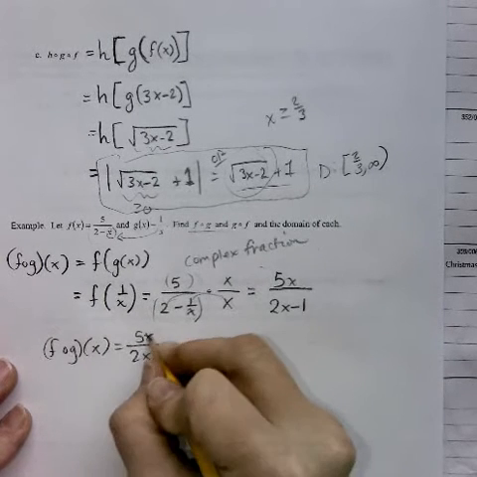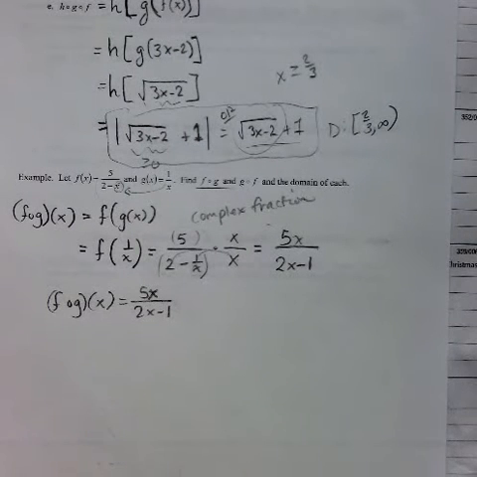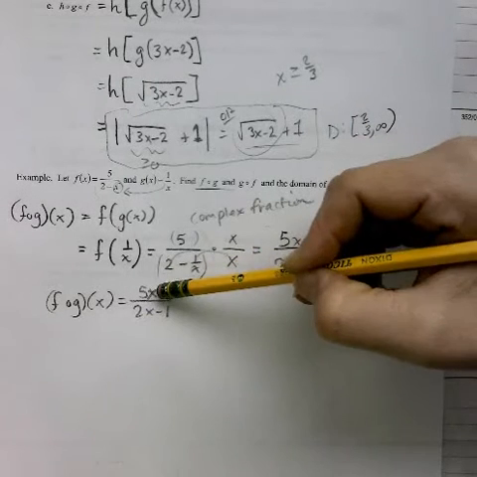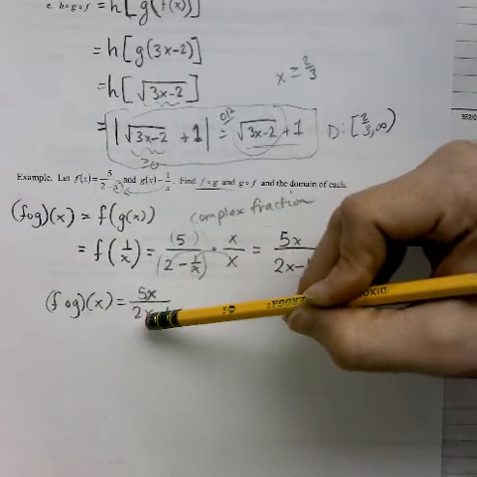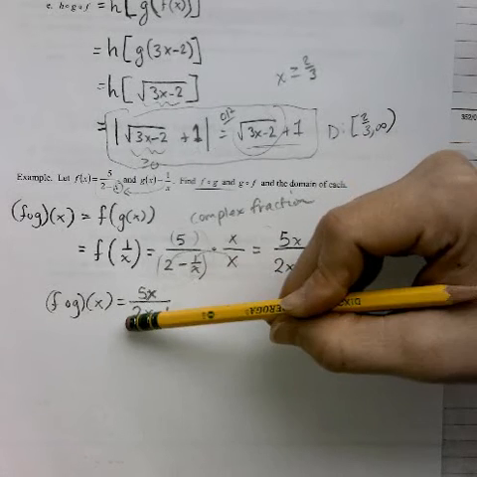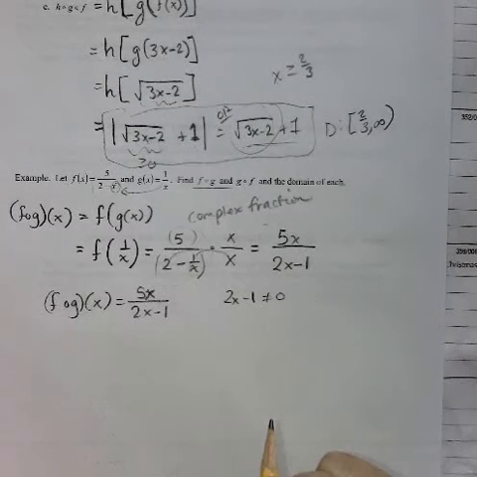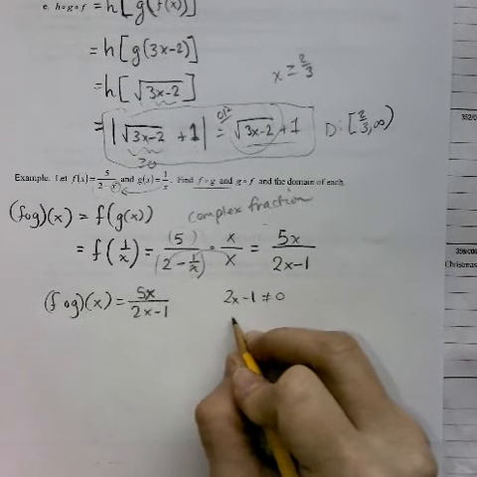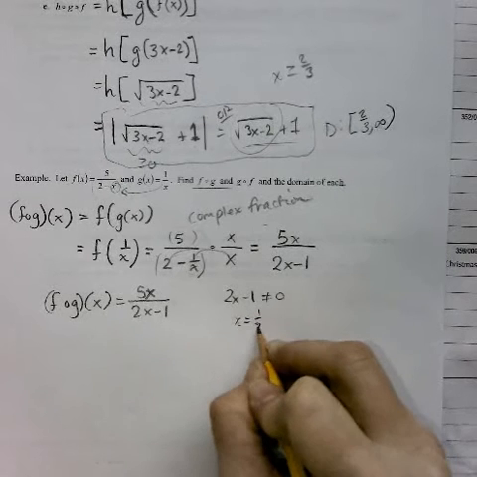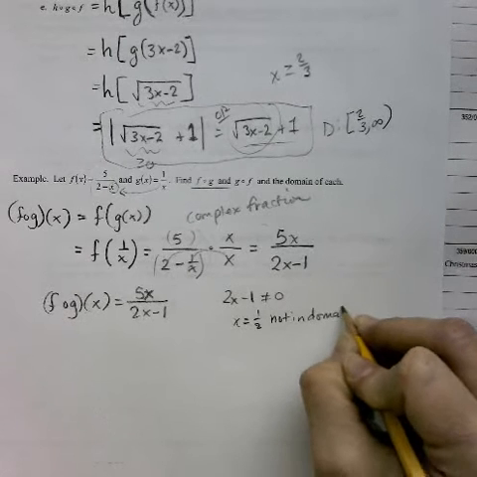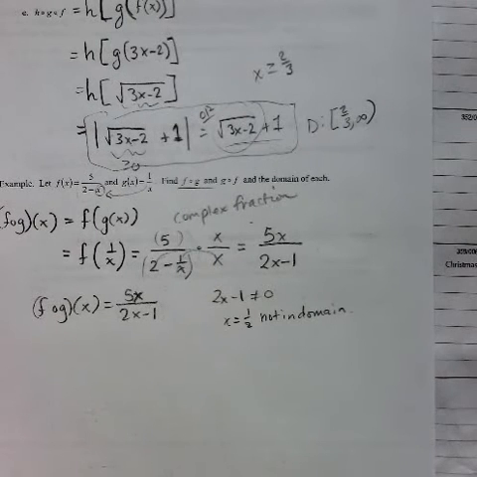Okay, so here's where it gets a little tricky with the domain, because you look at this final answer and you say, oh, well, I can't have x be a number so that 2x minus 1 is 0, right? So 2x minus 1 can't be equal to 0. Well, when is it 0? It would be 0 if x is 1/2. So that's not in the domain. Okay, that's true. We can't have 1/2 plugged into this formula.